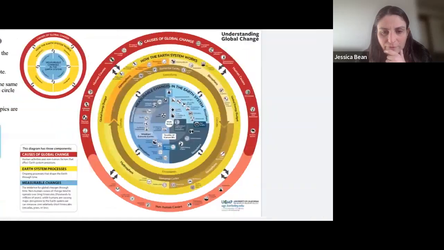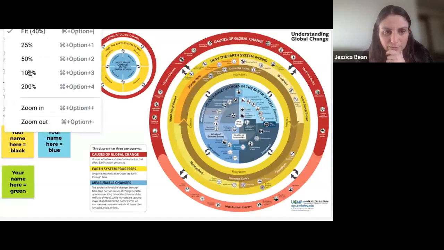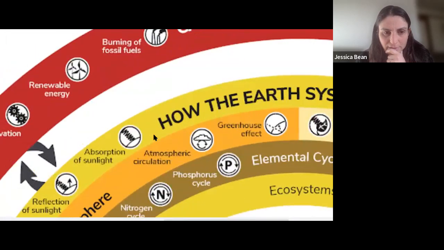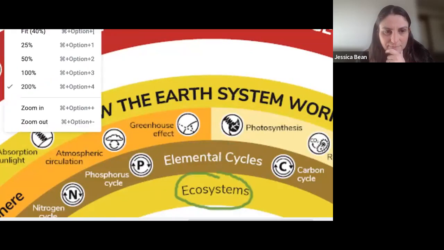So I'll just give everyone a couple more minutes to take a look at the framework. Again, remember that you can zoom in to make this readable. You can use the pen tools in order to, oh, I see some circles being made. Awesome.